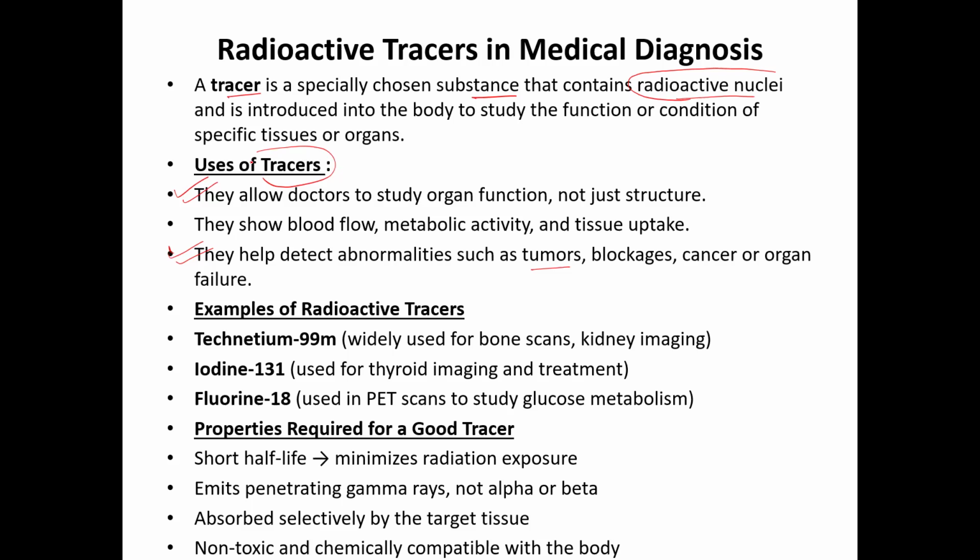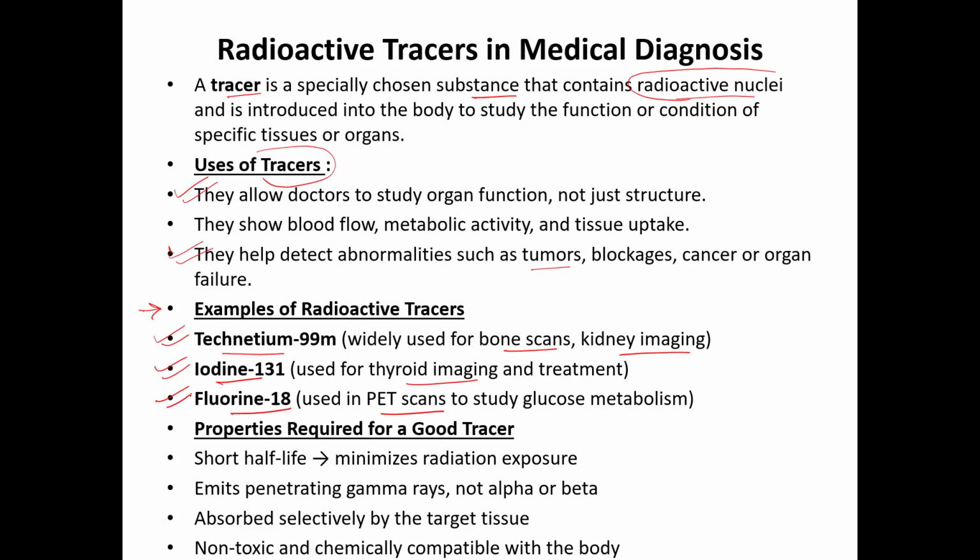What are the different examples of radioactive tracers? We have different examples. One radioactive isotope is technetium. It is basically used for bone scanning or imaging of the kidneys. Then iodine is a tracer which is used for thyroid imaging. Fluorine is a tracer which is used in PET scans to study glucose metabolism. The names are just written here as examples. You won't be asked to name any tracers, but you should generally know which tracers are available, which can be injected or introduced inside the human body to study the behavior of the different organs or parts of the body.